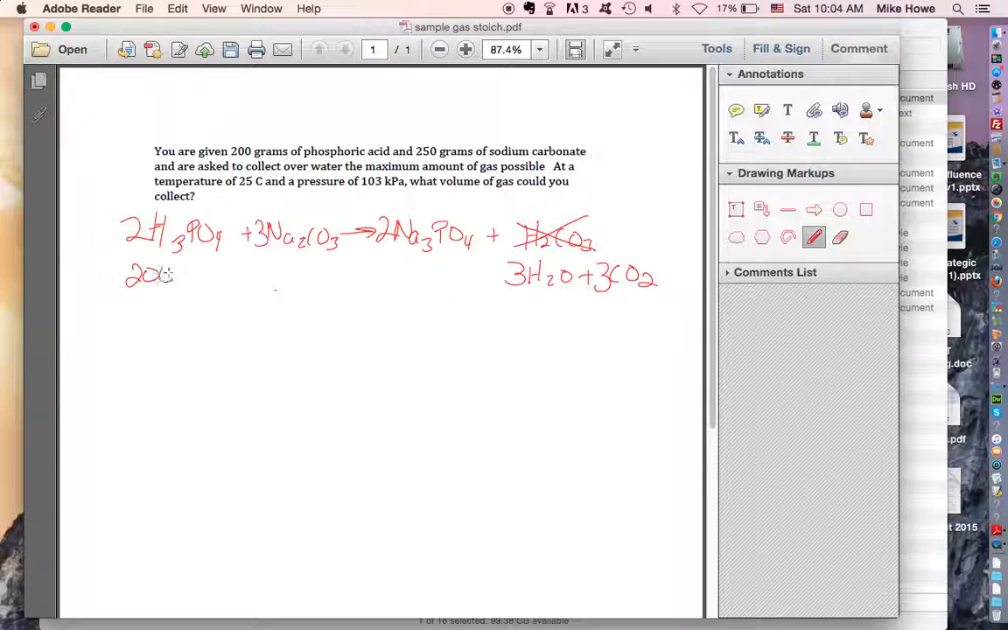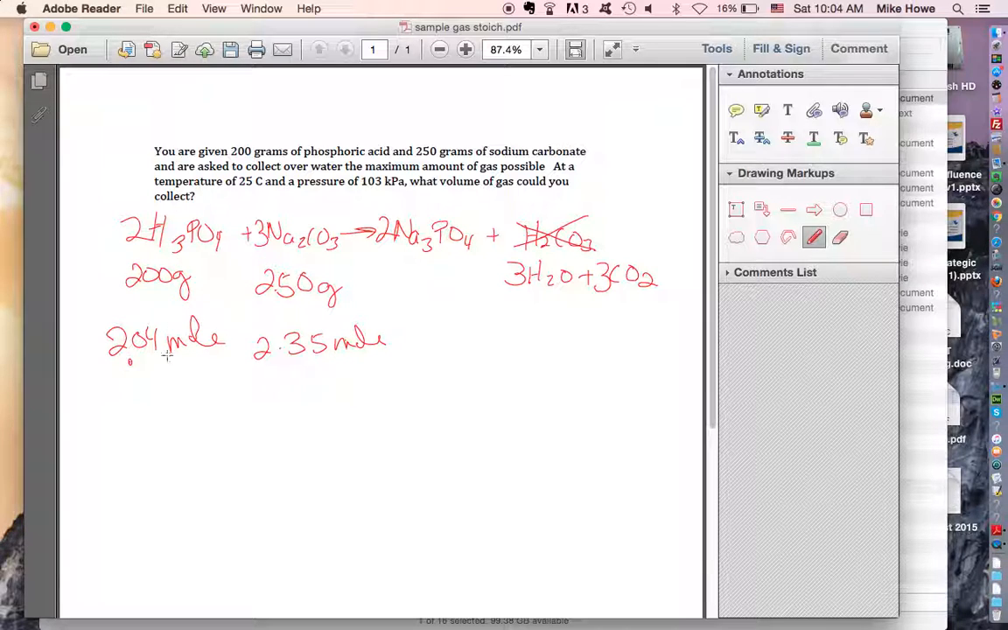We're given 200 grams of phosphoric acid and 250 grams of the sodium carbonate. I'm going to assume that you know how to change to moles. So the 200 grams of phosphoric acid, divide that by 98, which is the formula mass, so that gives you 2.04 moles of that. And then the sodium carbonate, you got 250. You're going to divide that by 106, and you're going to get 2.35 moles of sodium carbonate.